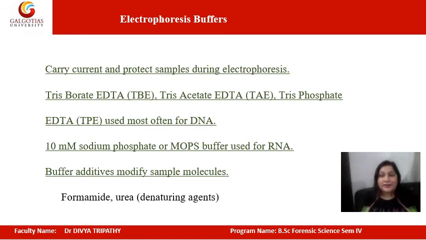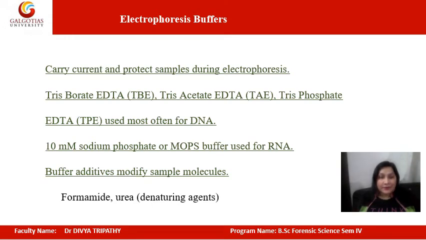So let's understand what the electrophoresis buffers are. Carrying current and protecting samples during electrophoresis is the main function of electrophoresis buffers. Examples are tris-borate EDTA, known as TBE, tris-acetate EDTA, known as TAE, and tris-phosphate EDTA, known as TPE. These are the most commonly used buffers for the separation of DNA using electrophoresis.